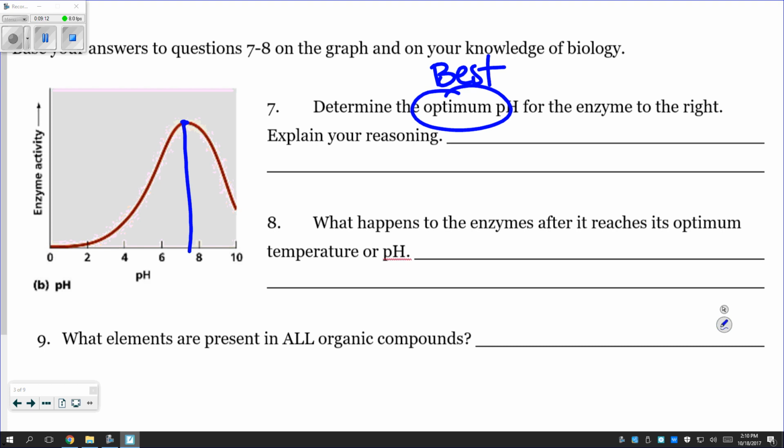For a question like this, though, I would accept a range of answers. So don't be too concerned if you wrote down, oh, I thought it'd be exactly 7, or I thought it would be 8, because there will be a range of acceptable answers. If you wrote down 4, that would obviously be an incorrect answer. And when they ask you why, you're going to write down because it has the highest enzyme activity.